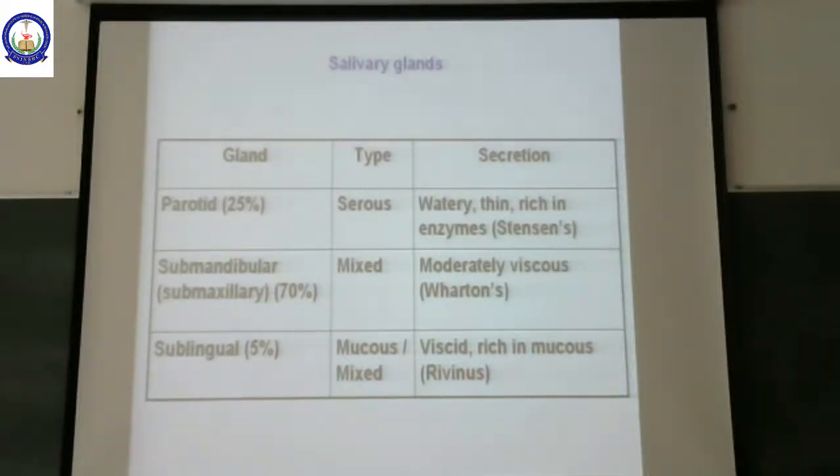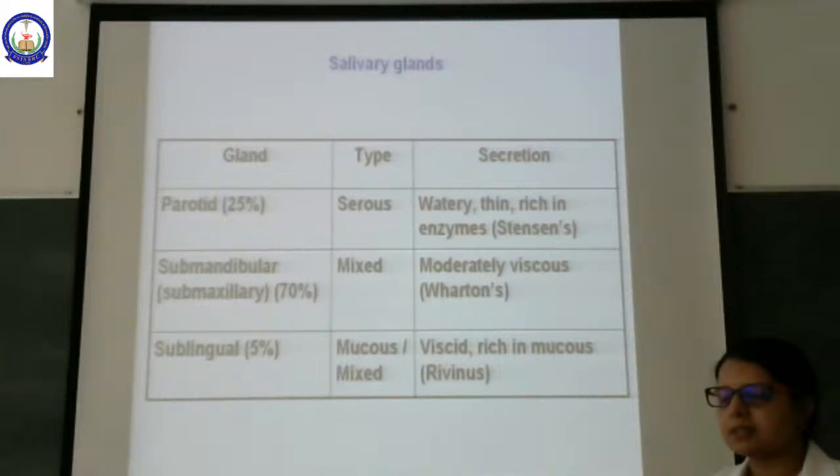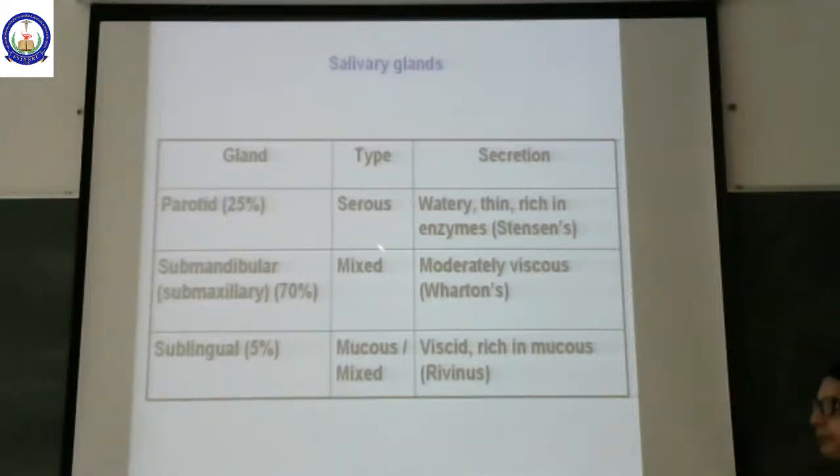Then the submandibular glands, also called submaxillary salivary glands, contribute 70% of the total salivary juice. The major portion of salivary juice is secreted by the submandibular salivary glands. The secretion is mixed, that means both serous and mucus, and it is moderately viscous. Moderately viscous means it is thicker and a bit viscid, not like the watery, thin serous secretion. The duct of the submandibular gland is called Wharton's duct.